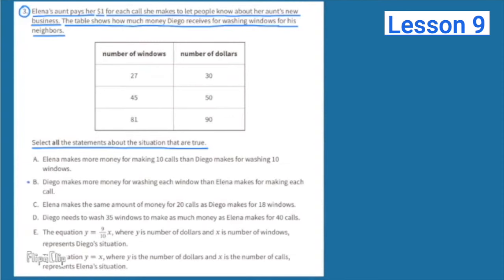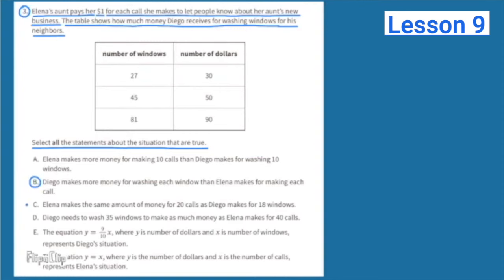Statement B. Diego makes more money for washing each window than Elena makes for making each phone call. We've already decided that that's true, but let's take a look at the top row. 27 windows compared to $30. 27 is less than 30. Or $30 compared to 27 windows. 30 is greater than 27. So Diego makes more dollars per window than Elena makes per phone call. So yes, statement B is true, so I would select statement B.